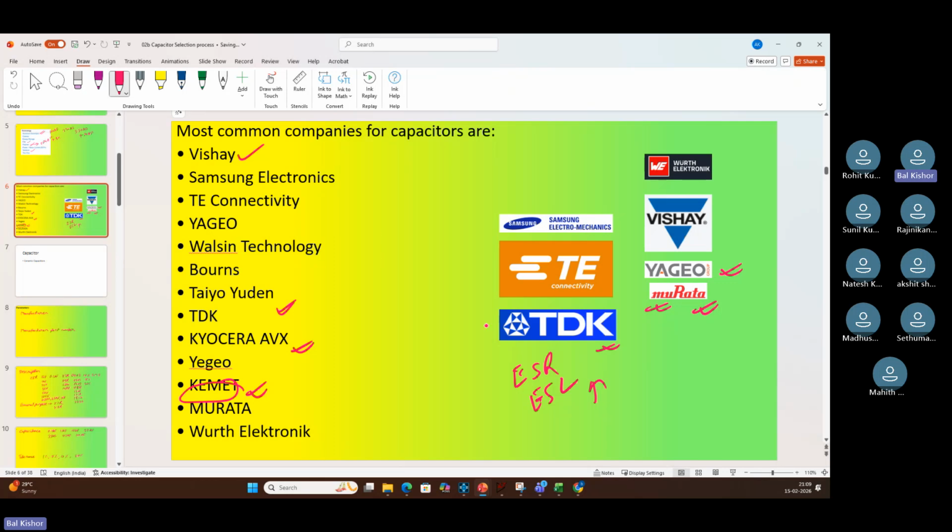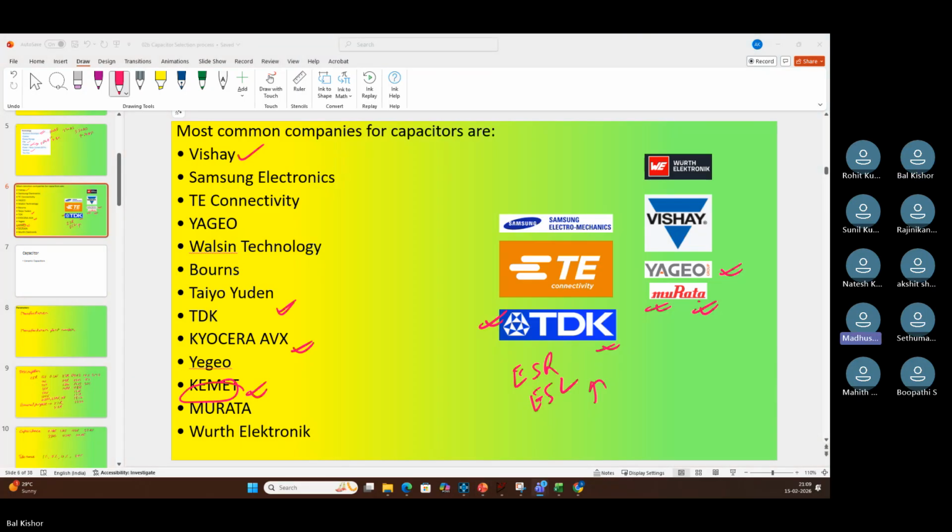The characteristic that you see for a TDK capacitor will be a little better compared to Murata or Yageo. Then what is the choice you have? You don't have any choice to replace that. And then again, you have to go ahead with a new capacitor from TDK. So this is the beauty of a TDK capacitor.